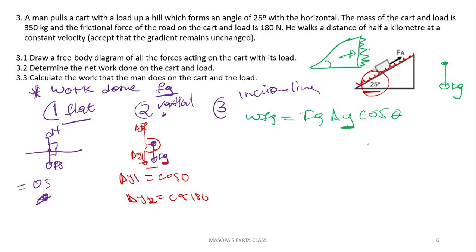To get this side, you can normally use your trig functions, SOHCAHTOA, but I make it simple for you. To get that delta y, delta y equals sine theta delta x, meaning that the sine angle is the incline angle we are given, times delta x, to calculate the work done by Fg. So let's quickly redo this question number 3.